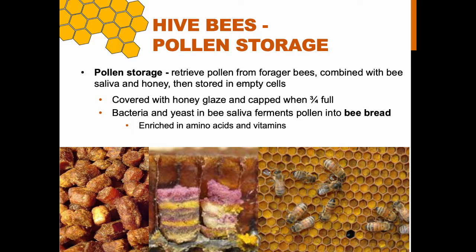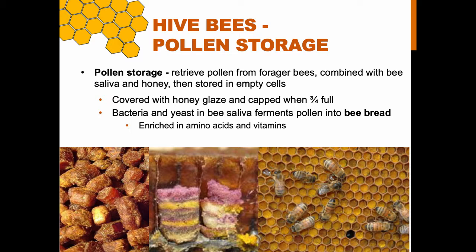So you have different colors of pollen going on in there. They fill up the cells with pollen. When the cells are about 3/4 full, they'll glaze the top with a little bit of honey. So that's what's going on right here. These are all pollen cells, and you can see on the top they have this yellowish color right here. That's just honey that they've glazed the top of the cell with.